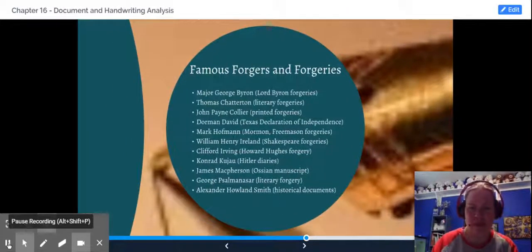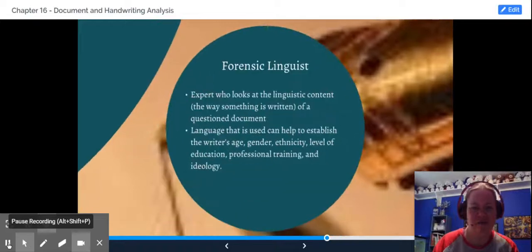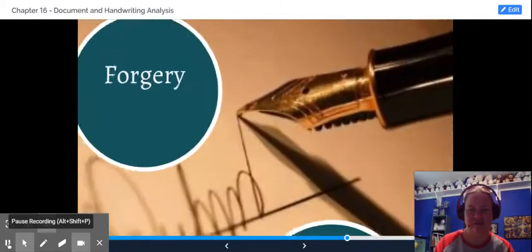All right, famous forgers and forgeries. Forensic linguists look at the linguistic content. It can be used to establish age, gender, ethnicity, education, training, ideology, and stuff like that.